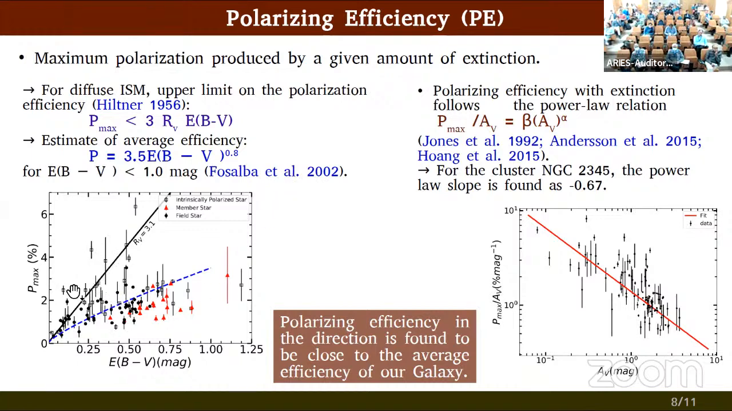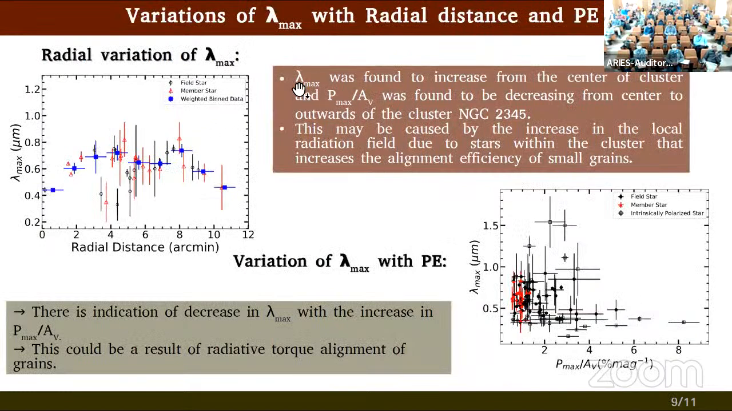So we have found that only the intrinsically polarized stars were above the maximum efficiency line, otherwise all the stars are lying below the efficiency line. And the polarizing efficiency was found to be close to the average efficiency that was calculated for our galaxy based on the Serkowski value. A number of studies have also found that the polarizing efficiency with extinction follows a power law relation. So we have fitted the power law for our region, and we have found a power law slope of around minus 0.67. A higher value of slope shows lesser alignment efficiency in that region, which occurs mainly in the larger extinction region.